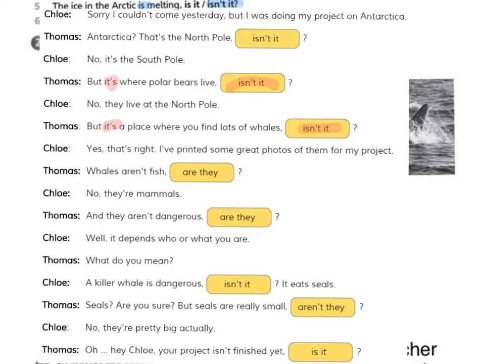Yes, that's right. I've printed some brave photos of them for my project. Whales aren't fish, are they?